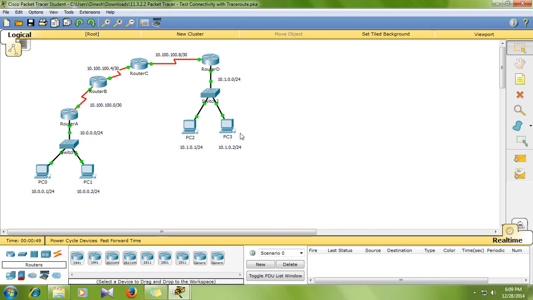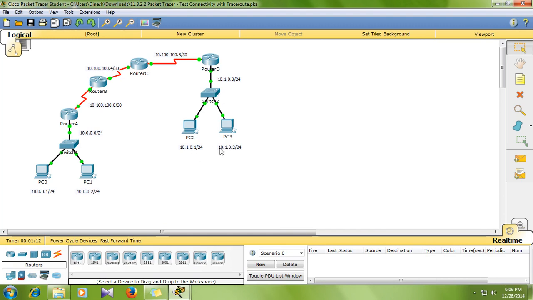Here we have to see what is static troubleshooting. Actually, we are having a different network: router A to router B is 10.100.100.0/30, router B to C is 10.100.100.4/30, router C to D is 10.100.100.8/30.